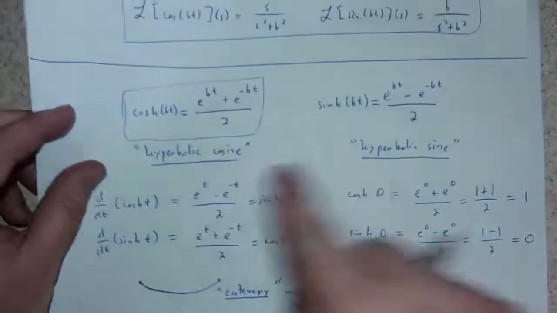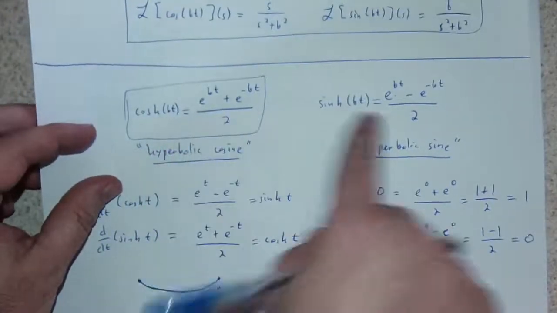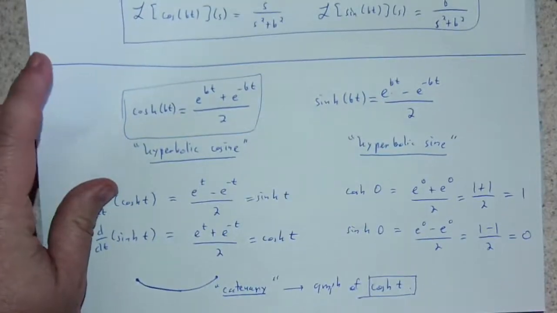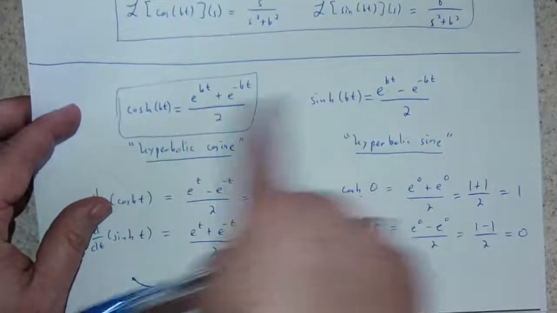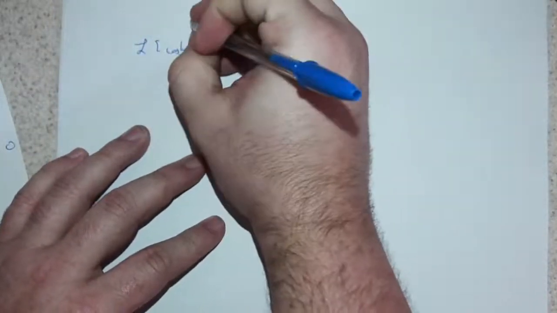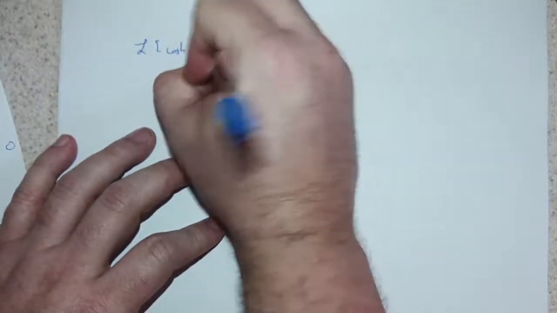So, moving on. What now? Well, I wanted to use this fact and the linearity to compute the Laplace transform of these two things. So let's do that really quickly. So I'm going to use this for cosh and sinh. So what is the Laplace transform of cosh of, we'll just do cosh of bt here. So we'll do the general thing.